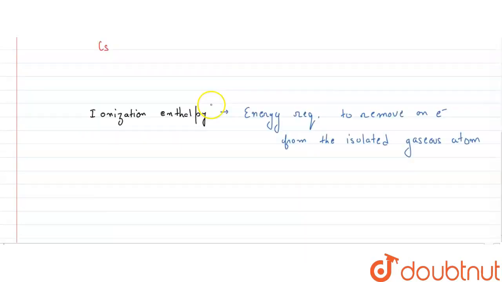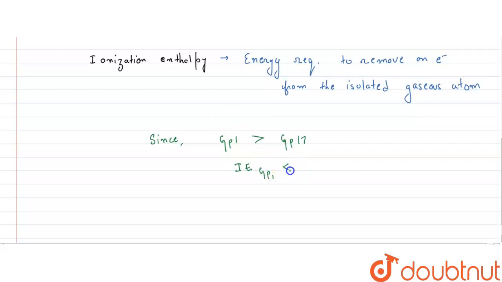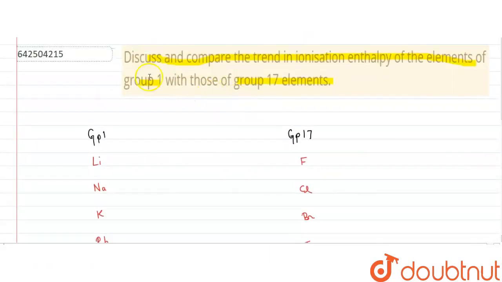So let me write, since group 1 elements are larger than group 17 elements, therefore Z effective is less on group 1 elements, hence ionization enthalpy for group 1 is less than the ionization enthalpy for group 17. So this is the ionization enthalpy trend for group 1 and group 17 elements. So with this we complete our solution.